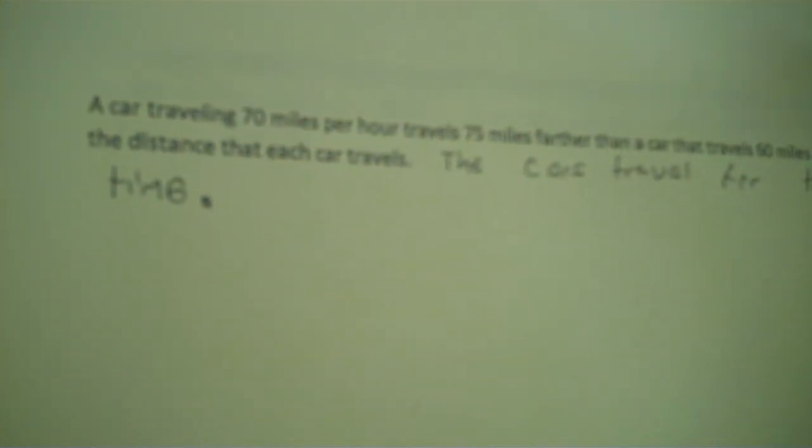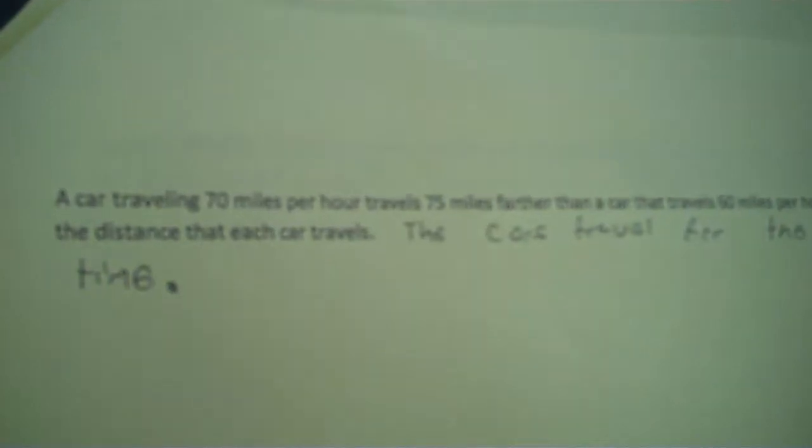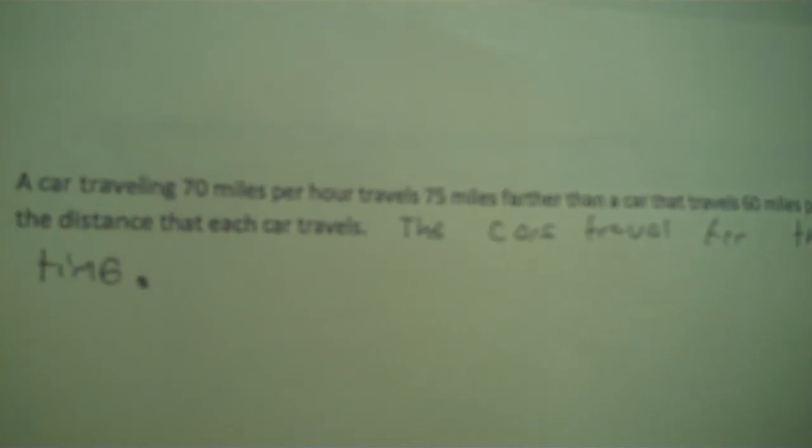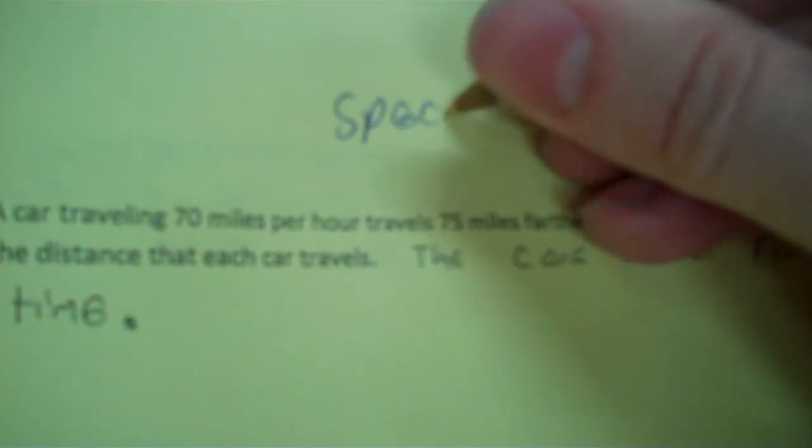A car traveling 70 miles per hour travels 5 miles farther than we did these last year too. I'm explaining it the same way. A car traveling 70 miles per hour travels 5 miles farther than a car that travels 60 miles per hour. Find the distance each car travels. Cars travel for the same amount of time, so you're finding miles, this and this. You don't use the units box in the corner.